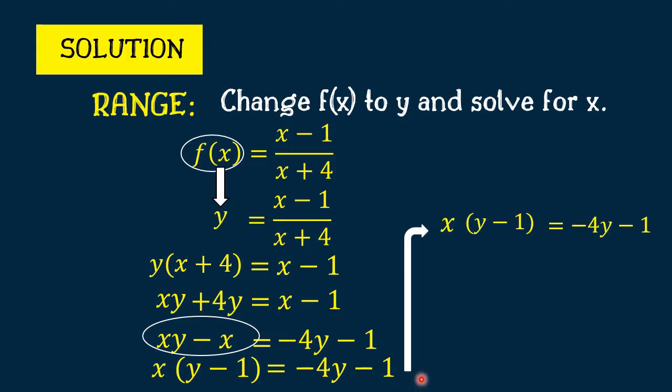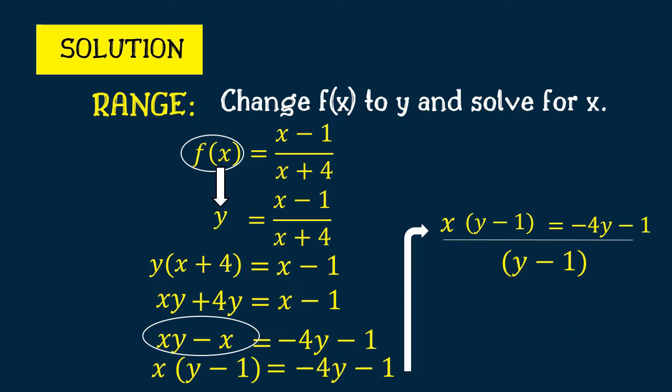So to continue, we have x times the quantity y minus 1, which is equal to negative 4y minus 1. We have to eliminate y minus 1 since we're looking for the value of x. To do that, divide the whole equation by y minus 1, meaning we divide y minus 1 on the right side and on the left side.